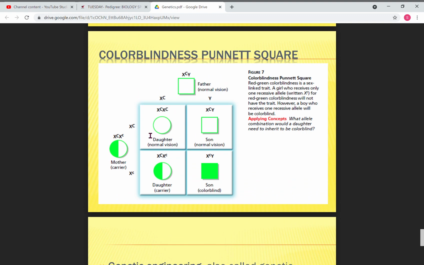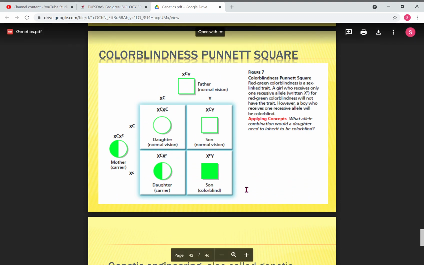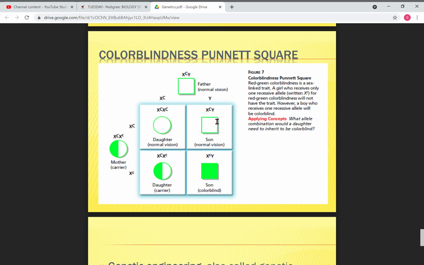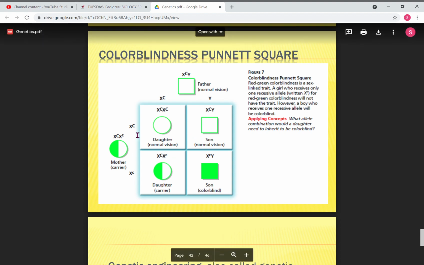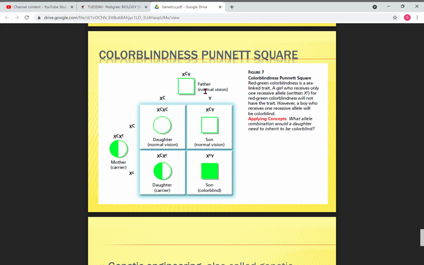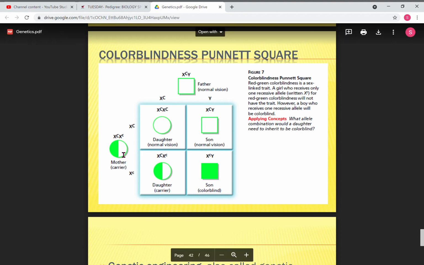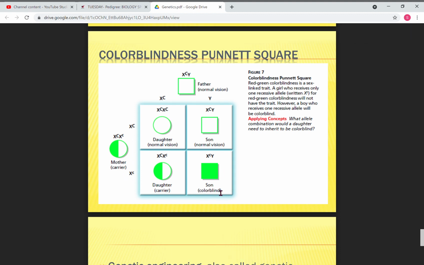So this is just a Punnett square that is being filled in with the symbols that are used in a pedigree. I'm just going to explain the symbols. A square in a pedigree is a male, a circle is a female. If they're not filled in, like these two, it means they're normal. If they're filled in half, they're a carrier. If they're filled in all the way, they have the disorder.